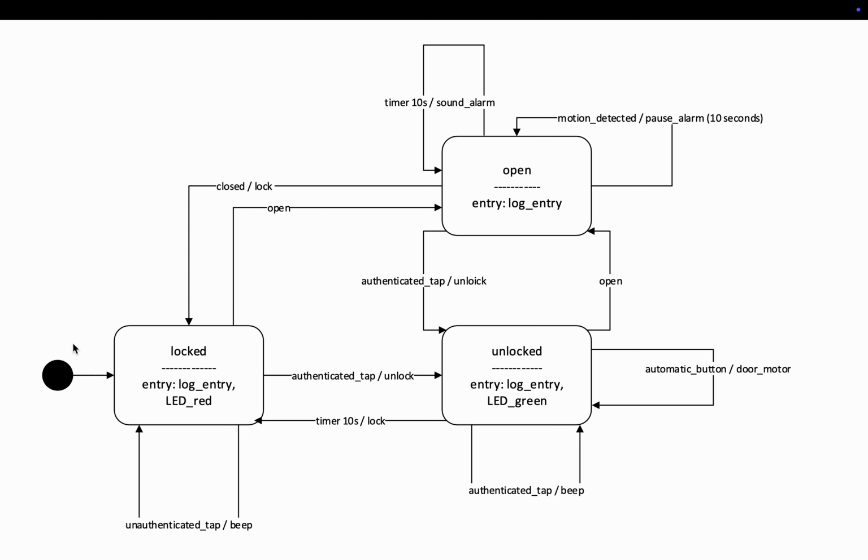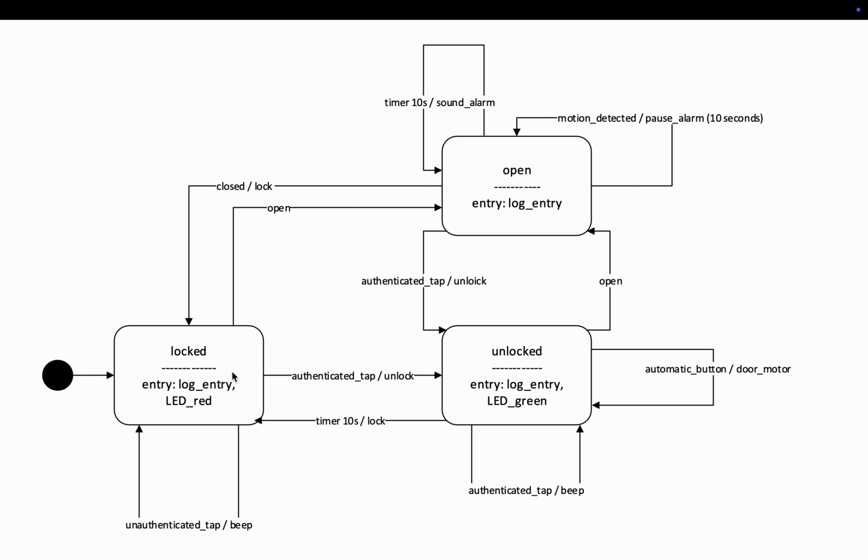Let's look starting from the pseudo-state intro into the locked state. We'll assume that this is where we start in the system. On entering this state, we create a log entry and we display a red LED. So these are our entry actions.